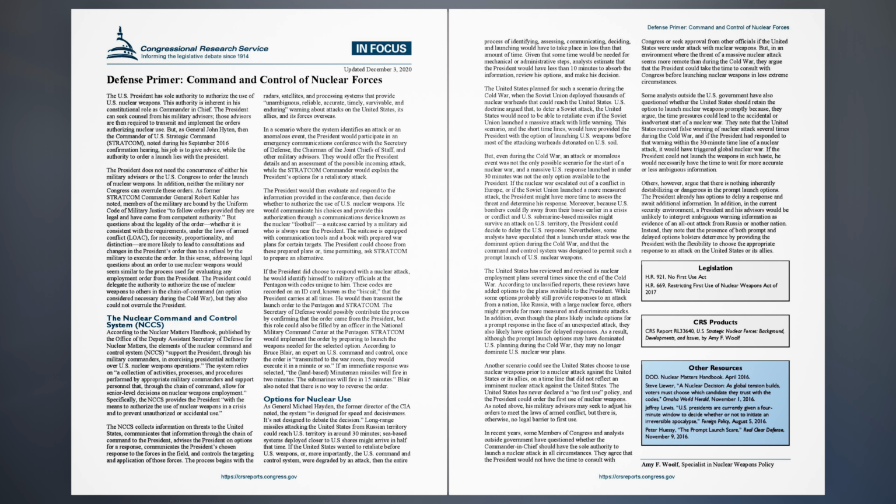Another scenario could see the United States choose to use nuclear weapons prior to a nuclear attack against the United States or its allies, on a timeline that did not reflect an imminent nuclear attack against the United States. The United States has never declared a no first use policy, and the president could order the first use of nuclear weapons. As noted above, his military advisors may seek to adjust his orders to meet the laws of armed conflict, but there is, otherwise, no legal barrier to first use.